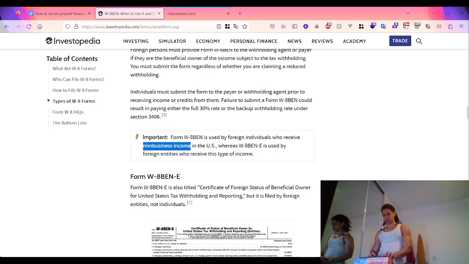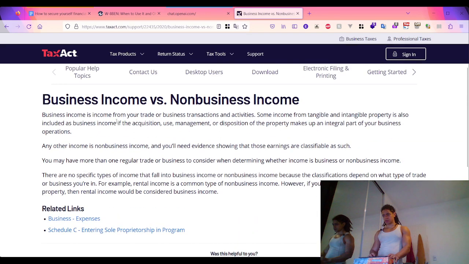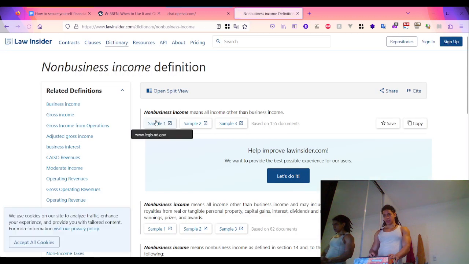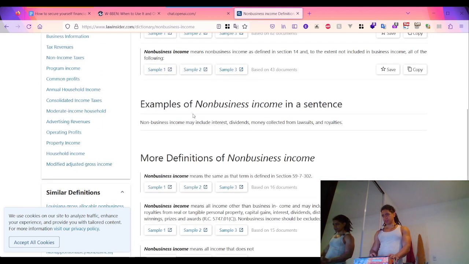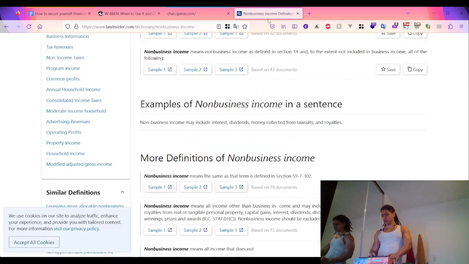Whatever. Non-business income. Business income and non-business income tax. Business income, no. I give you some example of this. An example of non-business income: non-business income may include interest, dividends, money collected from lawsuits, and royalties. Form W-8BEN is used for a foreign individual who receives non-business income in the U.S. But I don't receive any interest, dividends, money collected from lawsuits, and royalties.